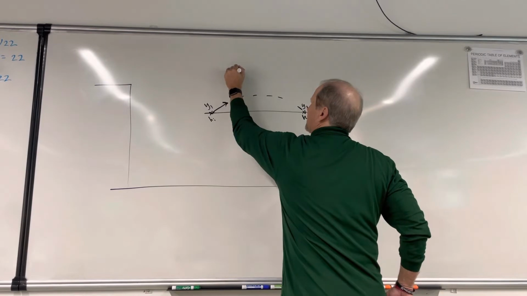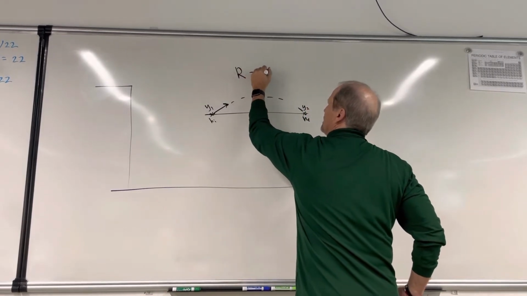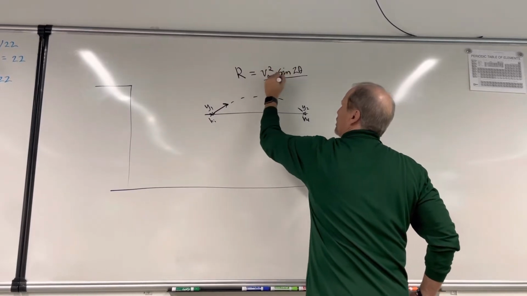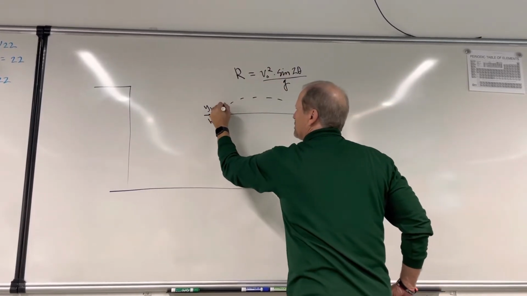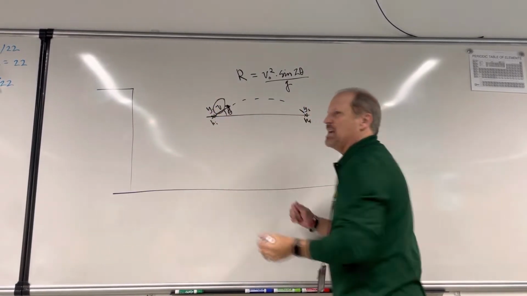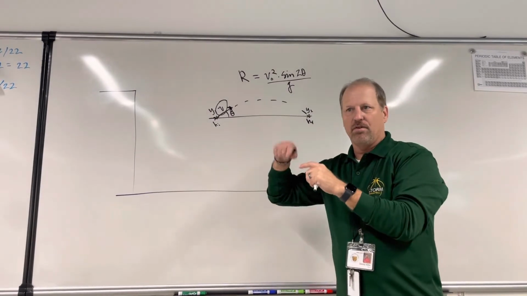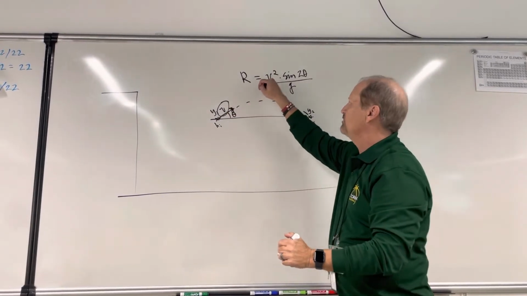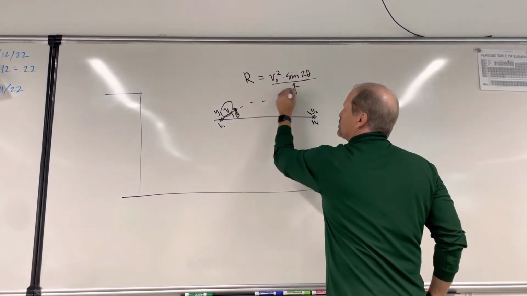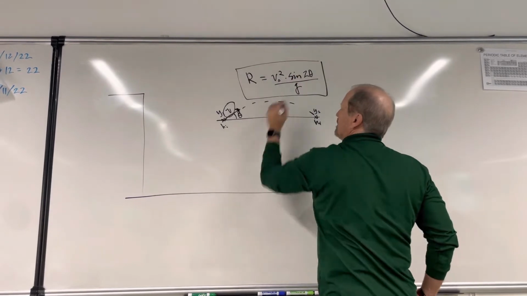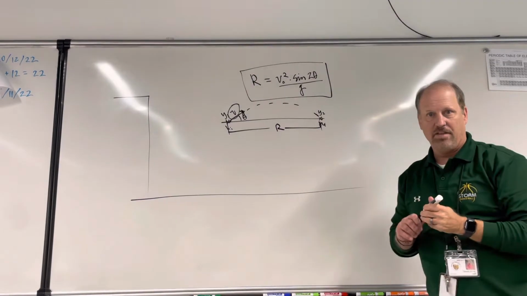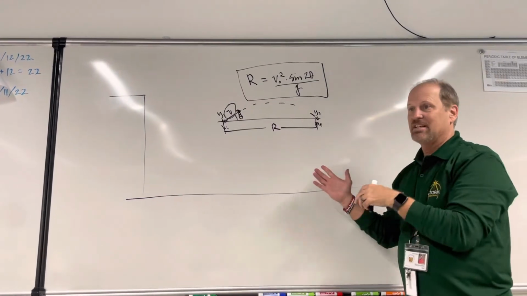And the range formula for that is v initial squared times sine 2 theta all over g. Theta would be the angle here, and v is the entire velocity. It's not made up of the horizontal and the vertical, it's the entire velocity in v initial squared. So v initial squared times sine of 2 theta over g will give you the range from here to here. Everybody follow that? Now, I said that so I could say this.